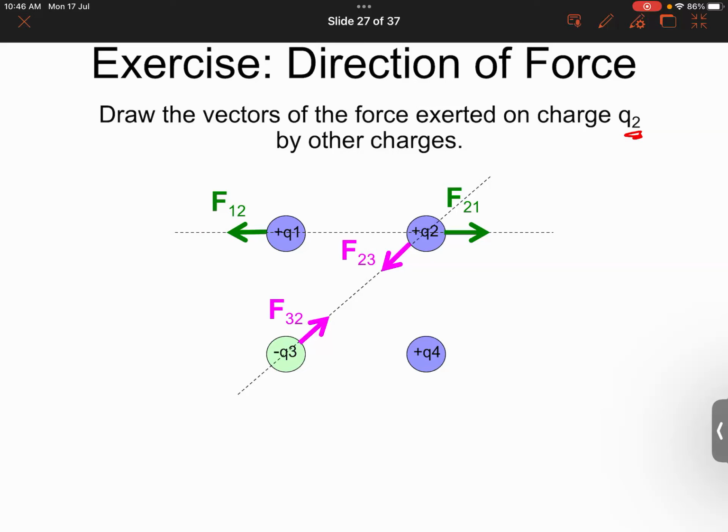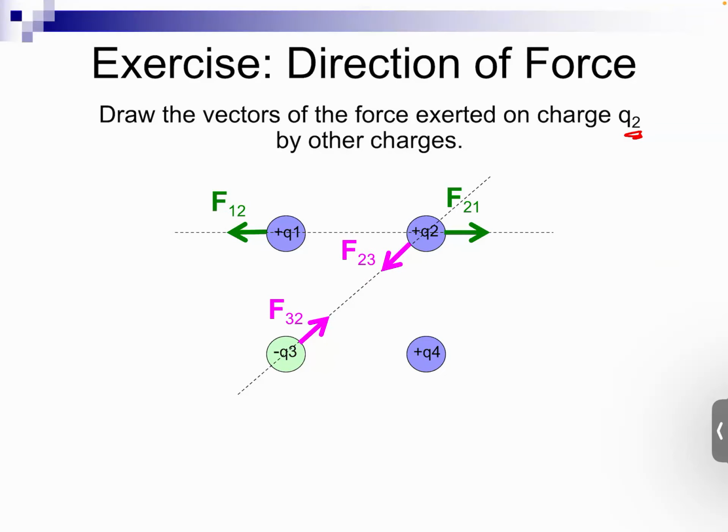Do the same thing for charge Q3, imagining as if charges Q1 and Q4 do not exist, and you're only looking at charges Q2 and Q3. Draw a straight line connecting those two charges and use the dichotomy property to determine the direction of the force. And do the same for every charge present around Q2.